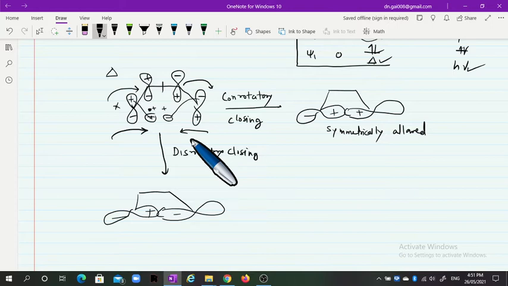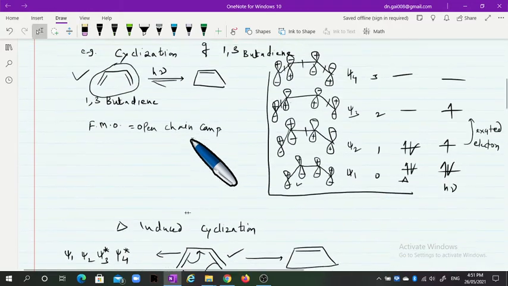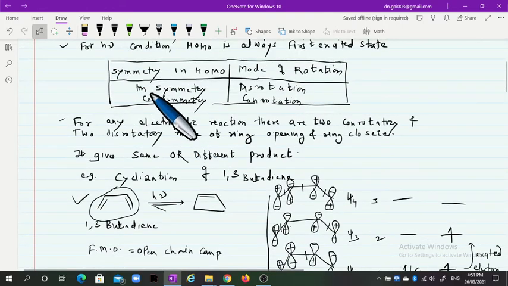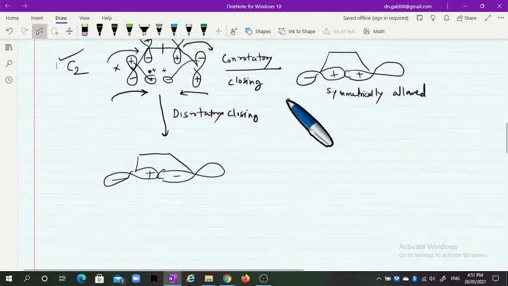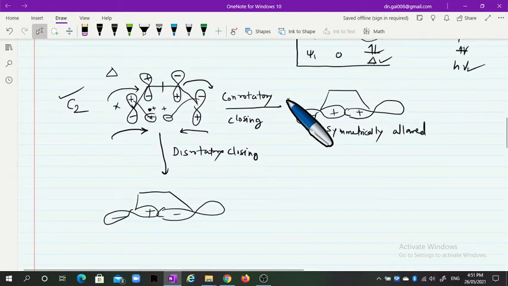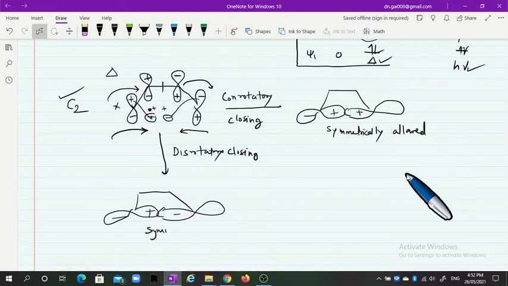In this case, when you see these orbitals, you can find that there is a C2 symmetry. When C2 symmetry is there, as we have already learned from the chart, the mode of rotation should be conrotation. We have taken this example to find that out. In this case C2 symmetry is there, therefore this disrotation is symmetrically forbidden.